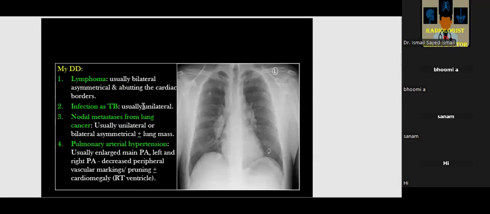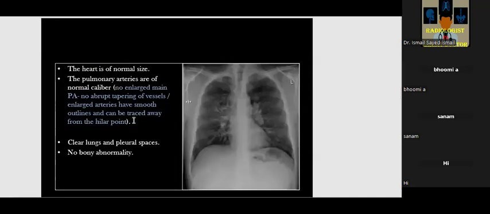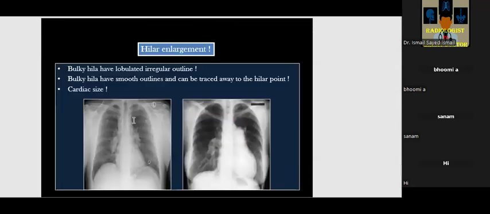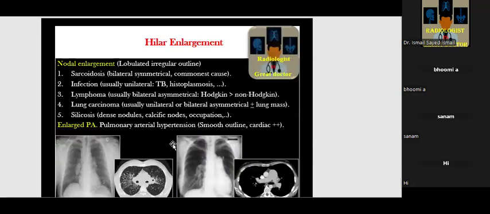TB, usually unilateral. Hilar enlargement if unilateral, unlikely to be lymph node. It may be central bronchogenic carcinoma. It may be a hilar mass like in lymphoma. Okay, so in case of hilar enlargement, comment if there is bilateral, symmetrical, or asymmetrical. If it continues with the vessels or no, if there is associated cardiomegaly or no, because this is related to pulmonary arterial hypertension. And this is the causes of nodal enlargement as well.